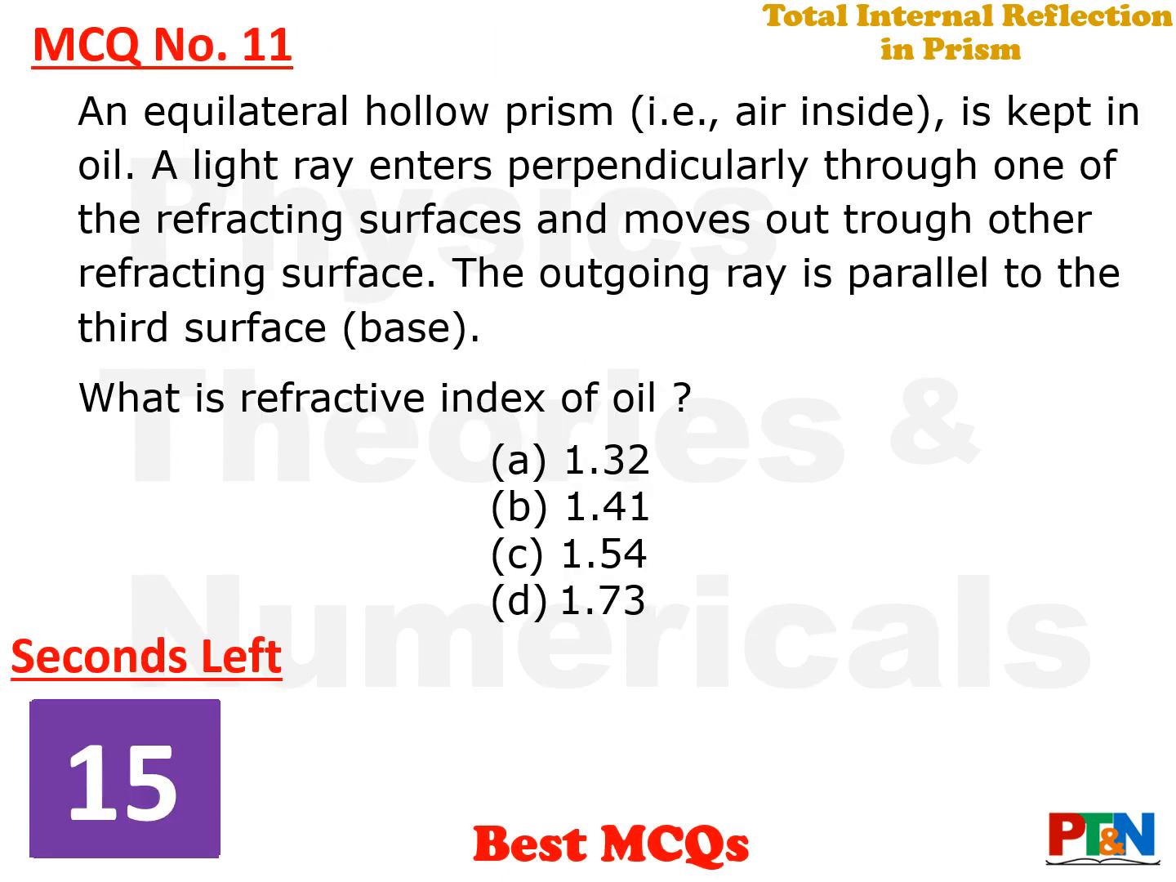Next MCQ. An equilateral hollow prism, that is air inside, is kept in oil. A light ray enters perpendicularly through one of the refracting surfaces and moves out through the other refracting surface. The outgoing ray is parallel to the third surface, that is the base, similar to the previous MCQ. You need to calculate the refractive index of oil. 4 options, 15 seconds time for you. Timer starts now.